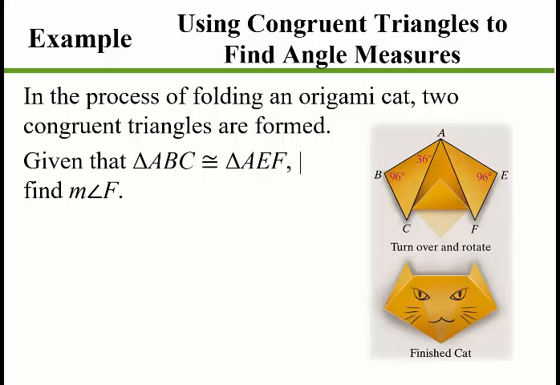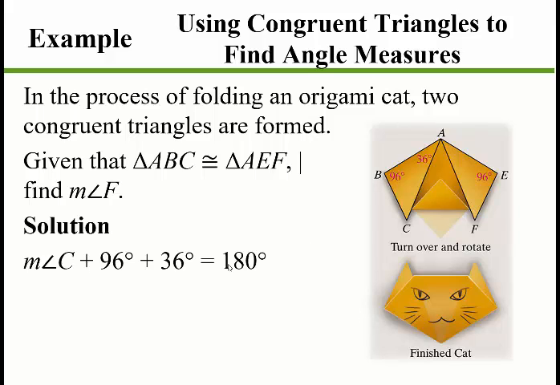All right, so here's another example. In the process of folding an origami cat, which we have down here, two congruent triangles are formed. Right, so we're given that triangle ABC is congruent to triangle AEF over here. So what I want to do is find the measure of angle F right here. All right, so how would I do that? Well, the first thing I need to do is note that angle C is congruent to angle F because they're congruent figures. So if I find angle C, I'll be able to find angle F.